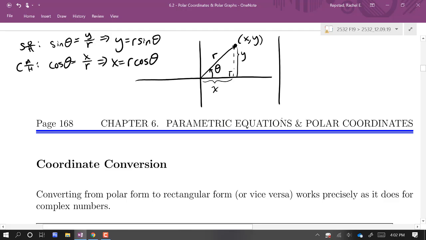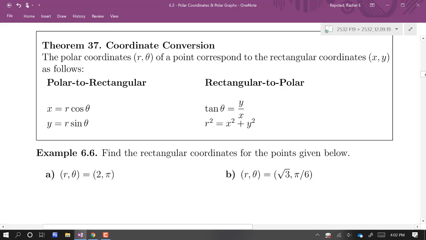If I had the rectangular coordinates, I can just use the fact that tan theta is y over x. Again, that's SOHCAHTOA, opposite over adjacent. And then Pythagoras, x squared plus y squared equals r squared. And these are the formulas as they appear in this theorem.